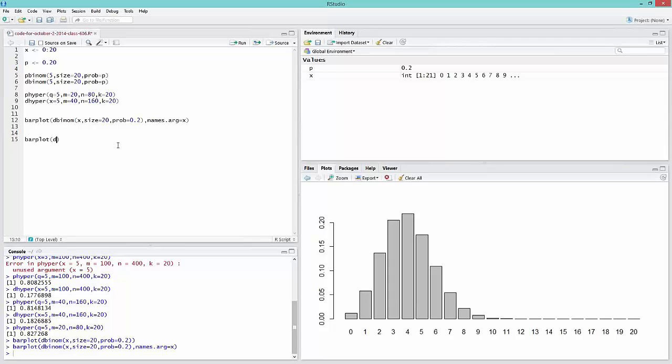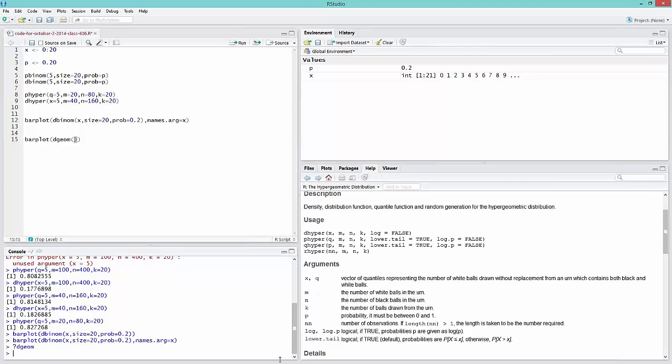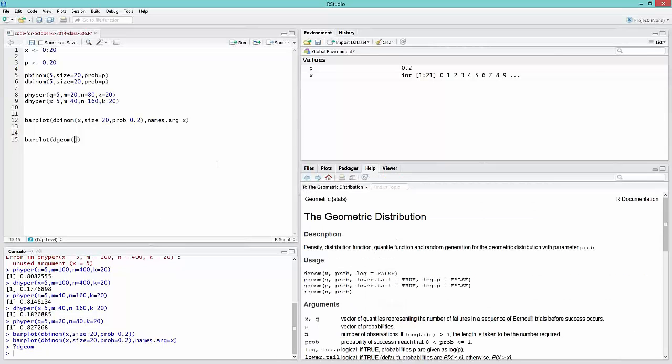So this will be dgeom for geometric. There is also a negative binomial distribution in here. And let me pull up the parameters. Okay, so we say x is the number of successes, so I want 1 success. I don't need to tell it how many successes, because successes is fixed at 1. So x is going to be the number of trials, number of failures. And so prob is still p.